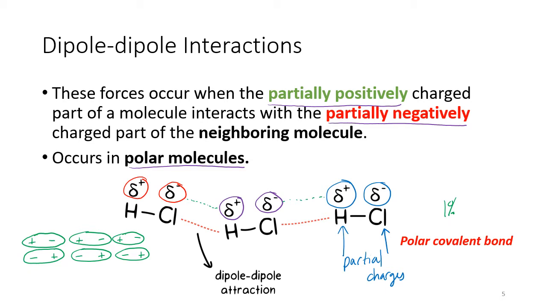So in our molecule, we don't have a full positive and a full negative on our hydrogen and chlorine. We have partial charges because they're sharing the electrons within that covalent bond. And recall that the more electronegative atom is pulling the electrons within that bond towards itself more. So chlorine is more electron greedy. We can only have these dipole-dipole interactions in molecules that are polar in the first place. If the molecule is nonpolar, it will not have any dipole-dipole interactions.